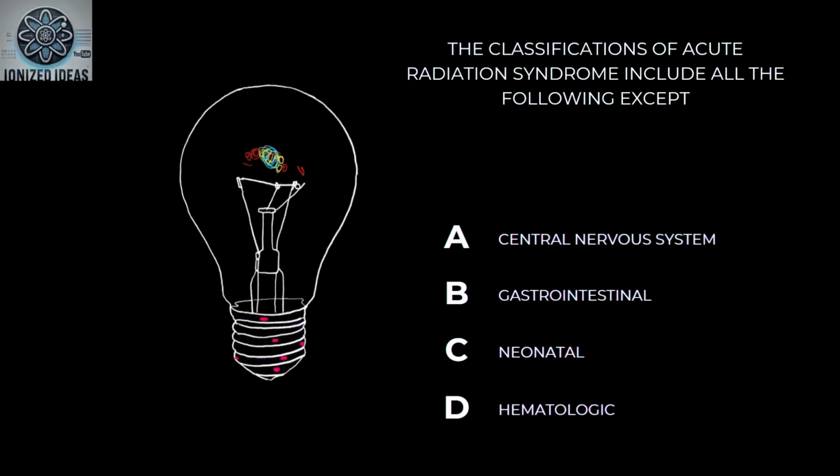The classifications of acute radiation syndrome include all the following except A. Central nervous system, B. Gastrointestinal, C. Neonatal, D. Hematologic.